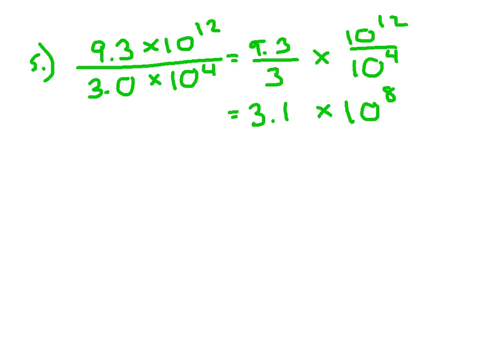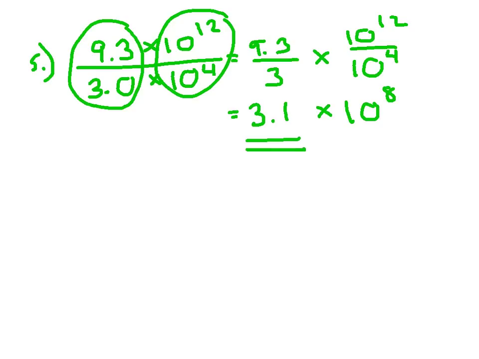So again, when you're dividing numbers in scientific notation, you can divide the numbers separately and divide the powers separately. And then you just want to double check to make sure that your quotient of that first set of numbers is between 1 and 10.